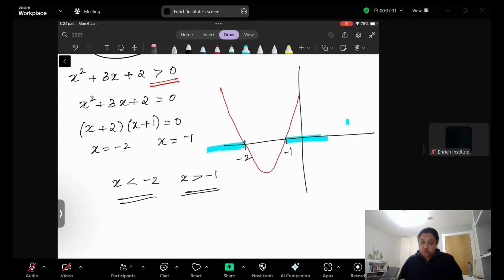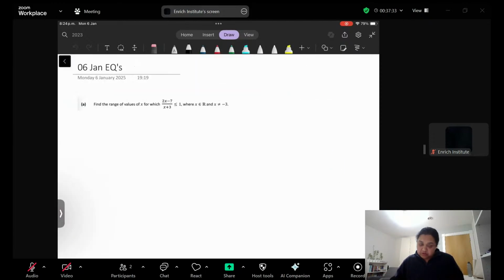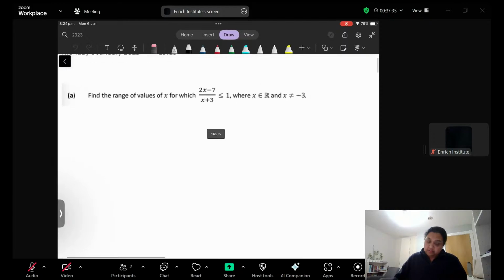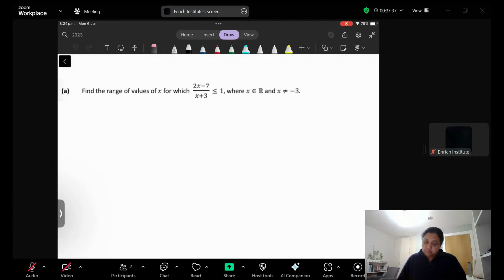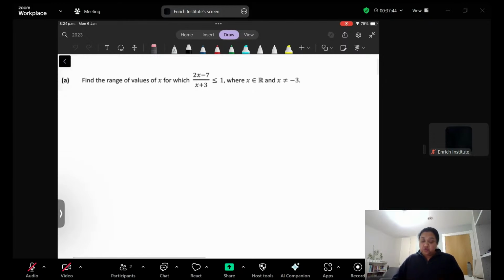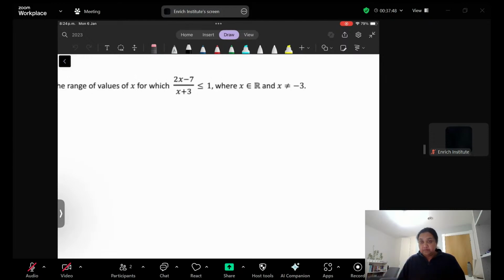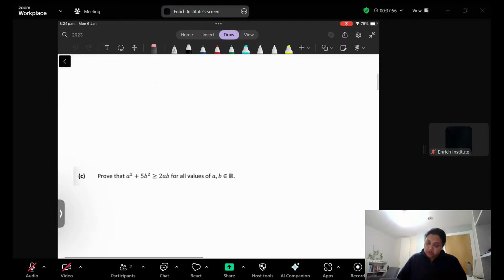Let me quickly show you some exam questions on this. Look at this one. There's a straightforward exam question where you are asked to find the range of values for which (2x minus 7) divided by (x plus 3) is less than or equal to 1. You should be able to do this question after understanding this sequence. I'm not going to do this now. Let me see if I have another one.